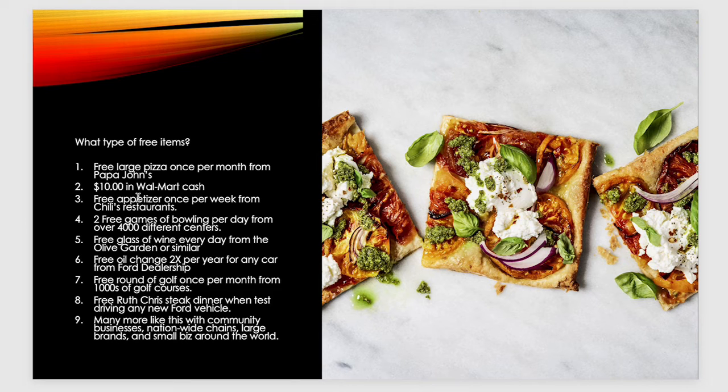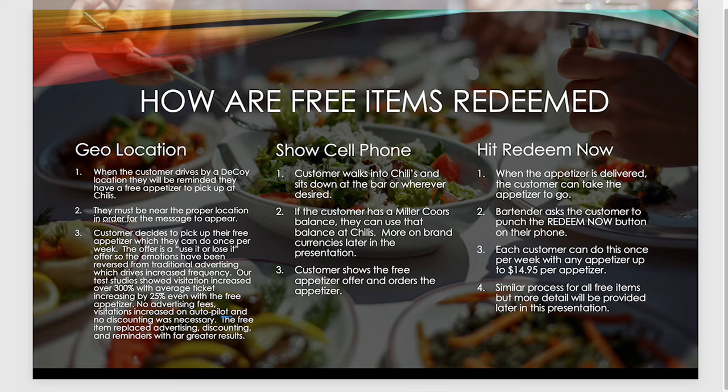Free Ruth's Chris steak dinner when you test drive any Ford vehicle. Many more like this. And here's the last slide, and we're done. How are the free items redeemed? By geolocation. When a customer drives by a DeCoy location, they're reminded they have a free appetizer to pick up at Chili's. They must be near the location in order for the message to appear.